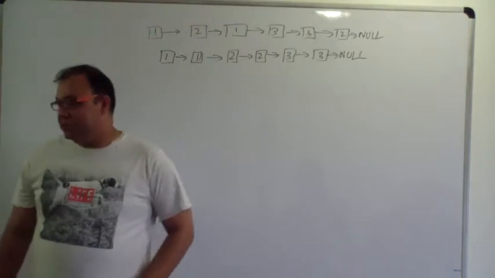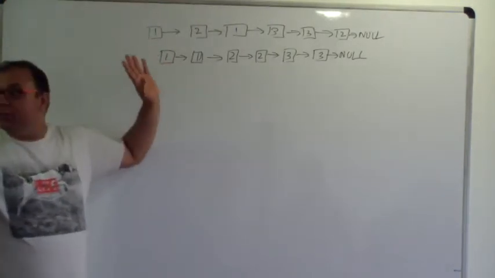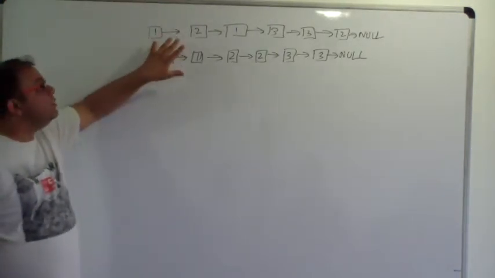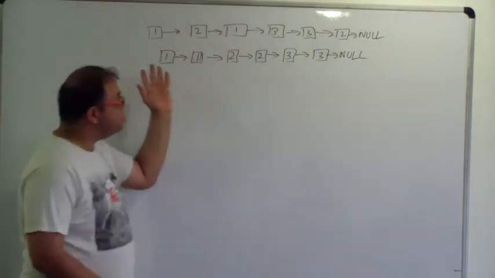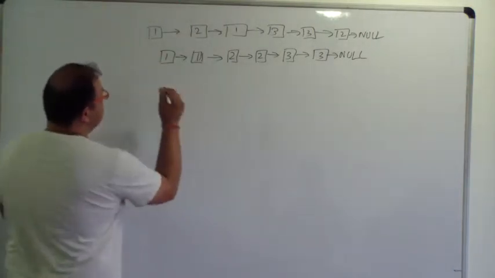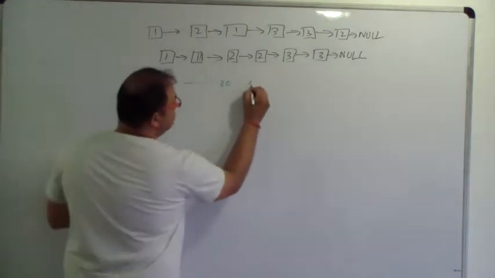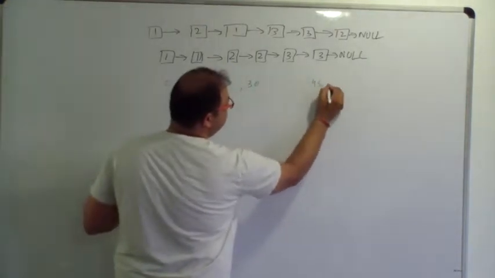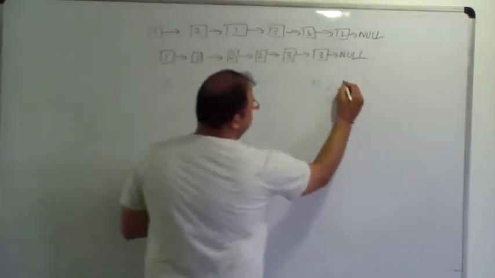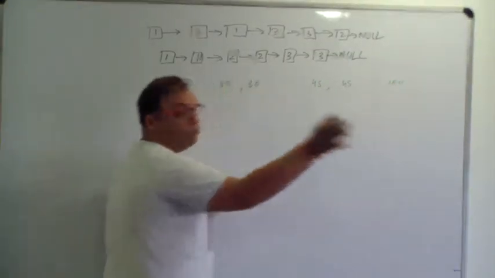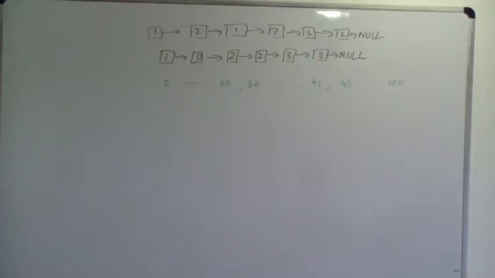Or let's make the question interesting. Let's say the values between 0 and 30 will come in the start, 30 to 45 will come in the middle, and 45 to 100 will be in the last, in a random fashion within each range. In that case, you cannot just count the values, right?